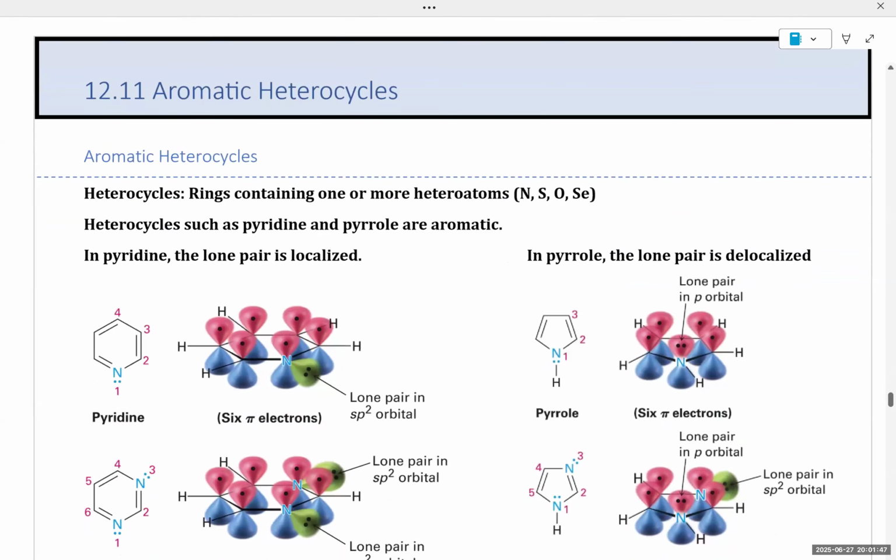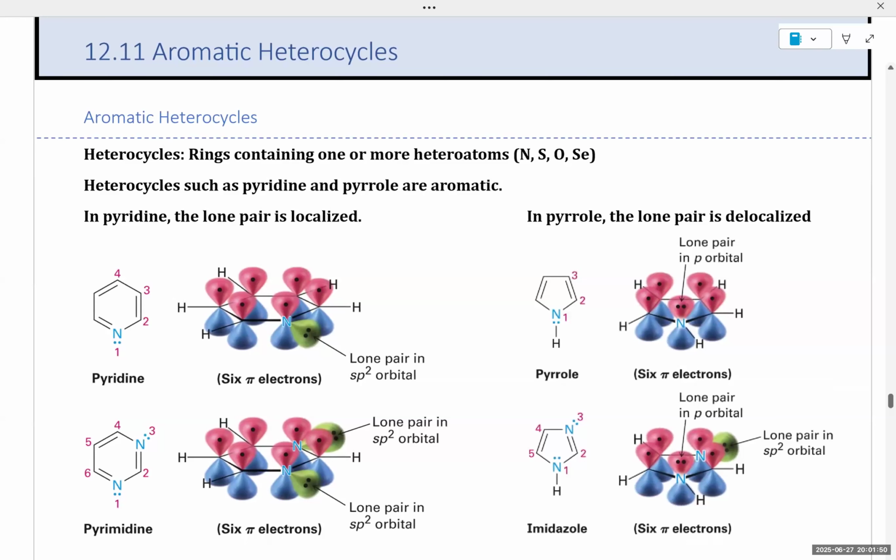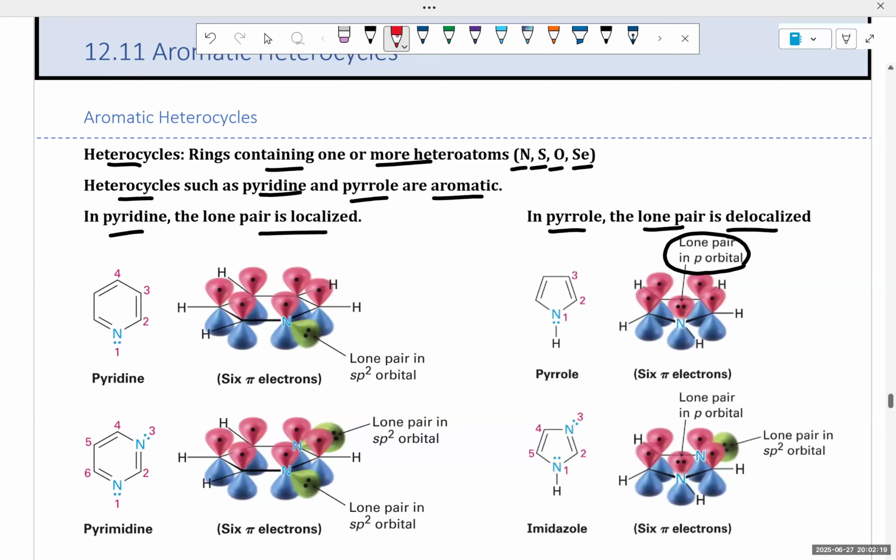Okay, let's now talk a little bit about aromatic heterocycles. So heterocycles are rings containing one or more heteroatoms. Nitrogen, sulfur, oxygen, and selenium are some of the common ones. Heterocycles such as pyridine and pyrrole are aromatic. In pyridine, the lone pair is localized, while in pyrrole, the lone pair is delocalized. Why? In pyrrole, the lone pair is held in a p orbital, while in pyridine, it's isolated and held in an sp2 orbital.